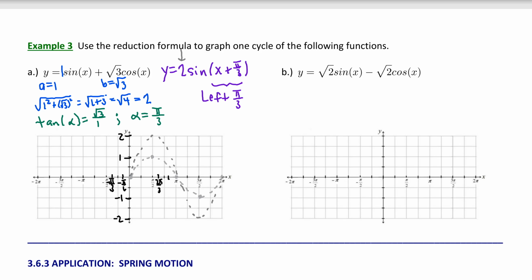And our last point here at 2 pi would move left by pi over 3 units and land at 5 pi over 3. So the graph will begin and end the period on the x-axis, and halfway in between it will also have an x-intercept.